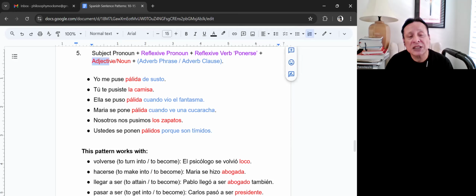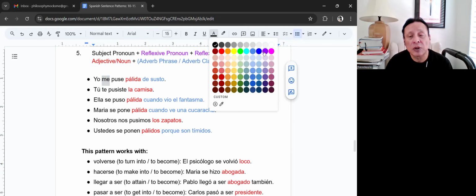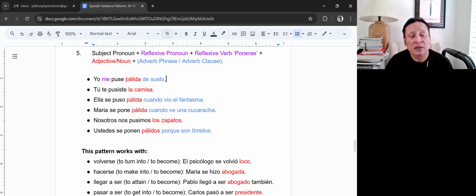You could throw in an adjective or a noun afterwards, and then you could have an adverb phrase or an adverb clause afterwards. I put it in parentheses because you don't need it, but it's very common. So let's see some examples. Yo me, reflexive. Let's make it purple. Puse. This is past tense, by the way, of poner.